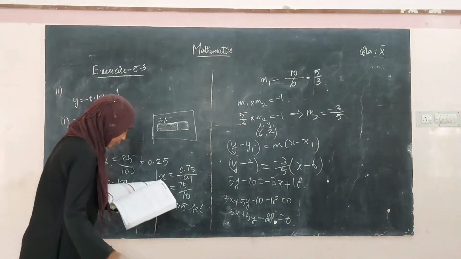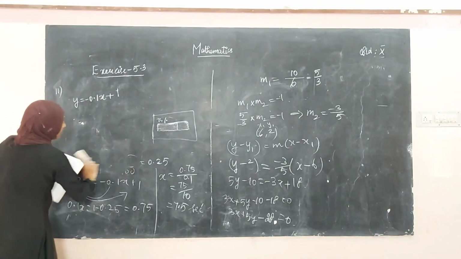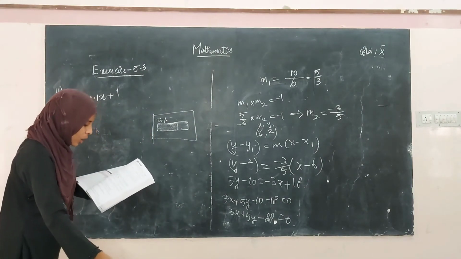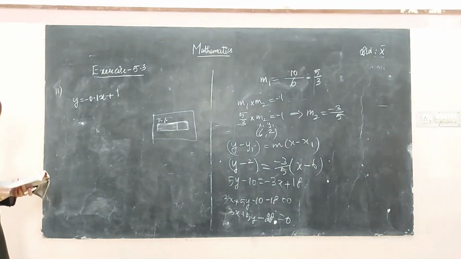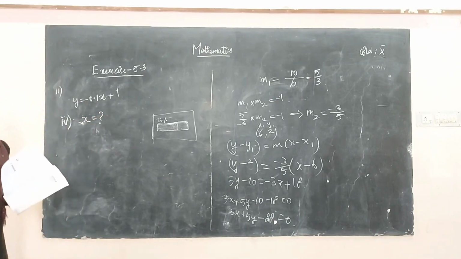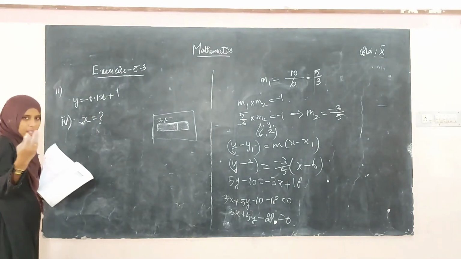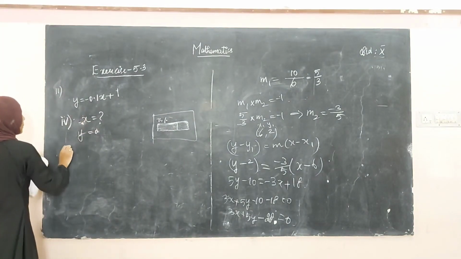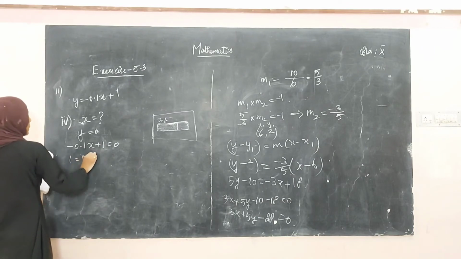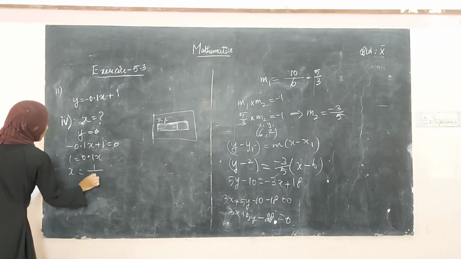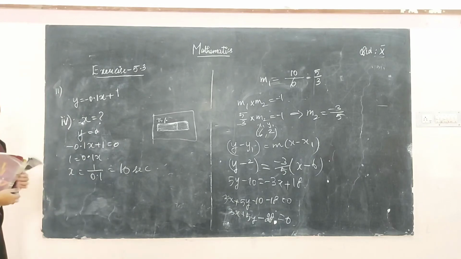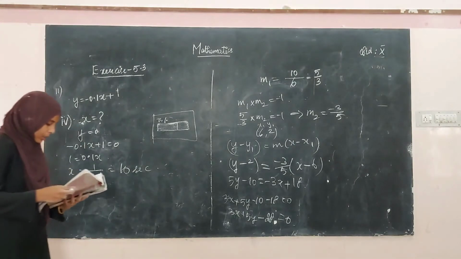See the fourth subdivision: after how many seconds will the song be downloaded completely? What have they asked in the fourth? Seconds, the same x is to be found. When the song is completely downloaded, what will be remaining? Zero. So what is the value of y? Zero. Substitute it here: minus 0.1 into x plus 1 is equal to 0. Bring this term this side: 1 is equal to 0.1 into x. So x is equal to 1 divided by 0.1, which is equal to 10. So after 10 seconds, the whole song will be downloaded. Okay, see the 12th sum.